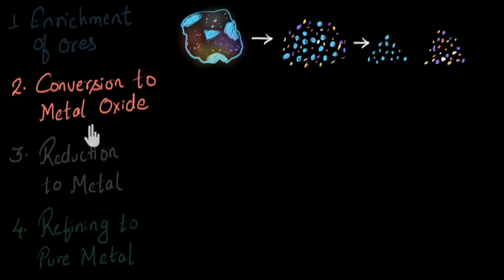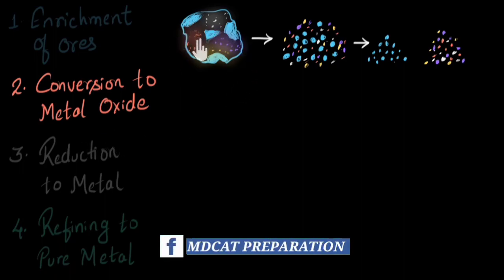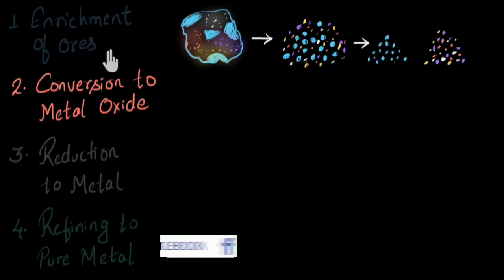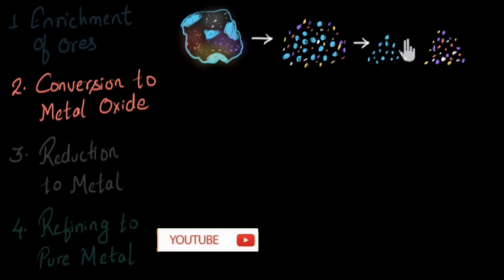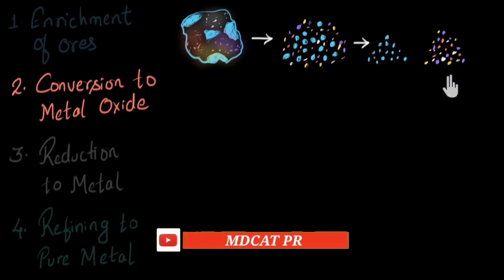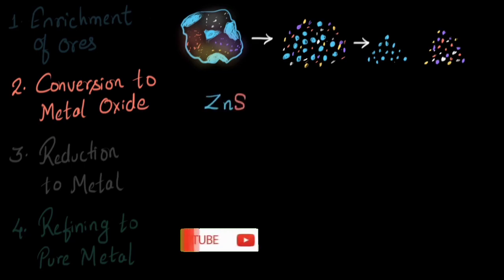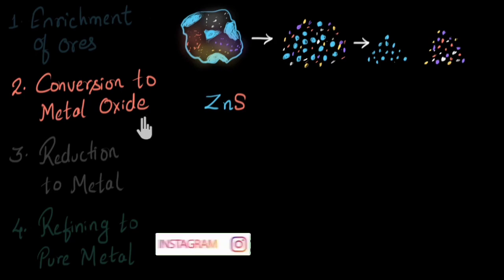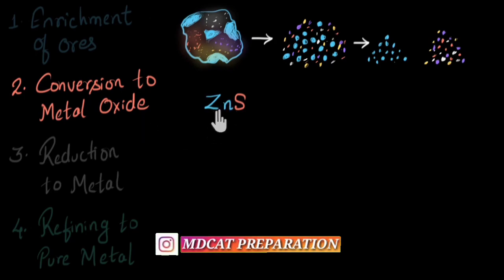Now, let's say, for example, we are dealing with zinc ore. We have the zinc ore over here. And in the first step, enrichment of the ore, we crushed it into pieces and we separated the zinc compound from the impurities. Now, this zinc compound happens to be zinc sulfide. And now, since this compound is not an oxide, we will first have to convert this to a metal oxide.